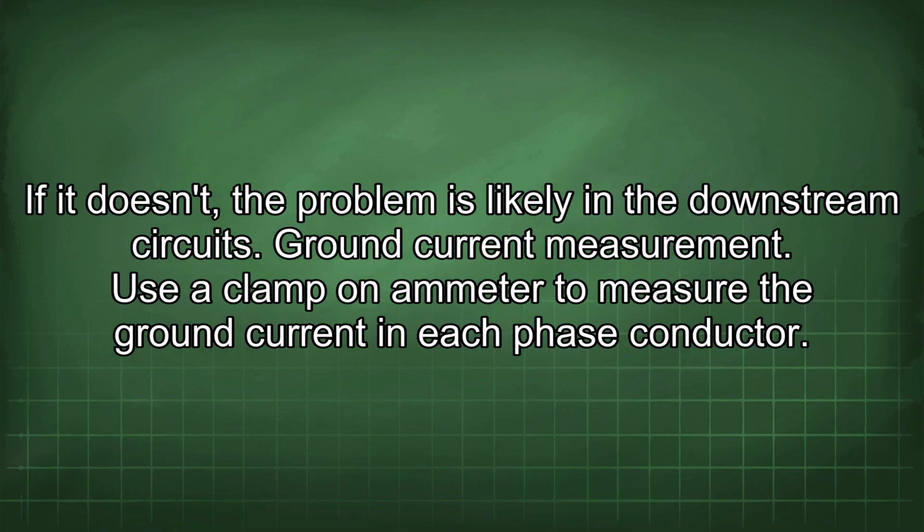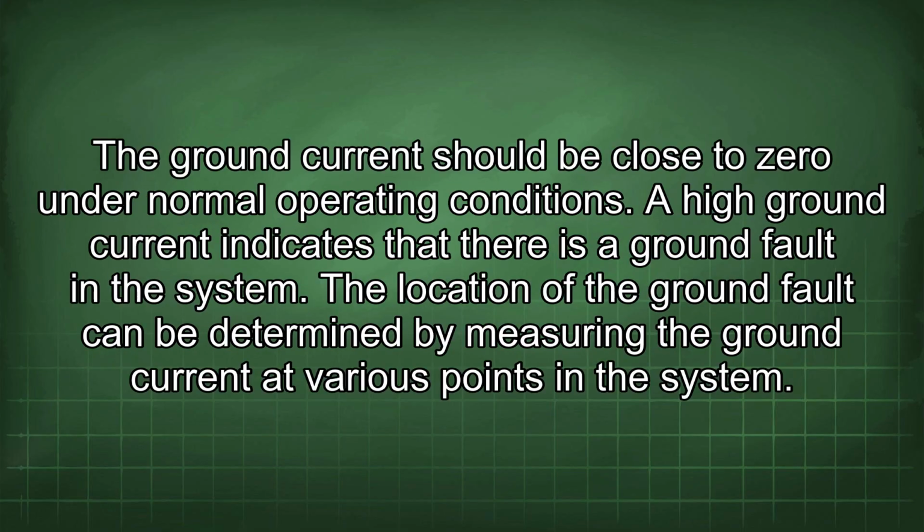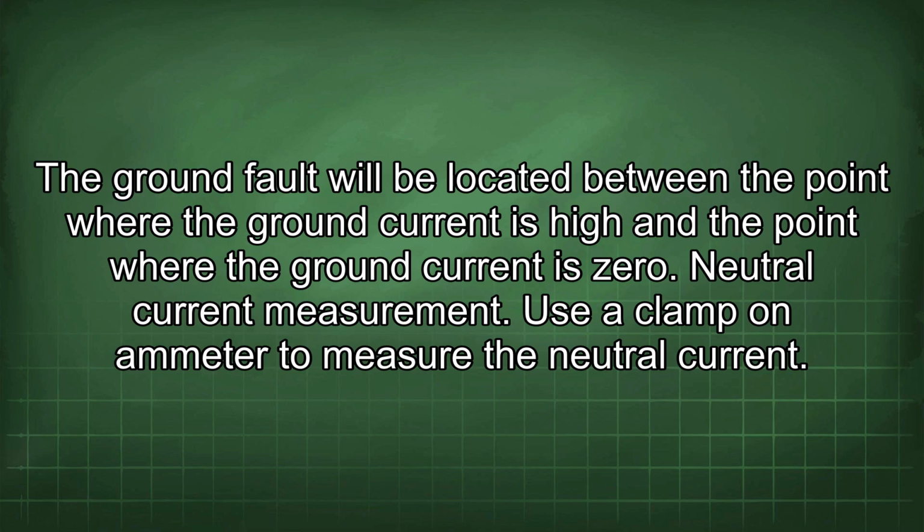Ground current measurement. Use a clamp-on ammeter to measure the ground current in each phase conductor. The ground current should be close to zero under normal operating conditions. A high ground current indicates that there is a ground fault in the system. The location of the ground fault can be determined by measuring the ground current at various points in the system. The ground fault will be located between the point where the ground current is high and the point where the ground current is zero.